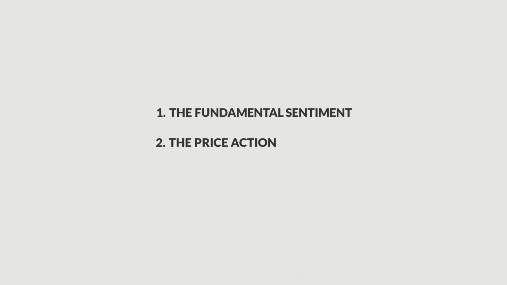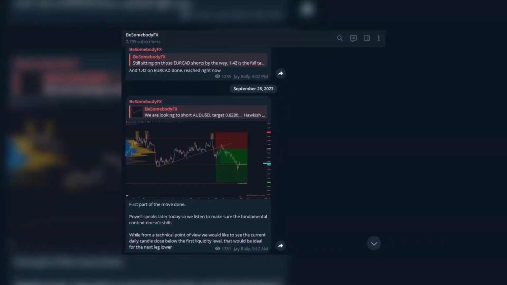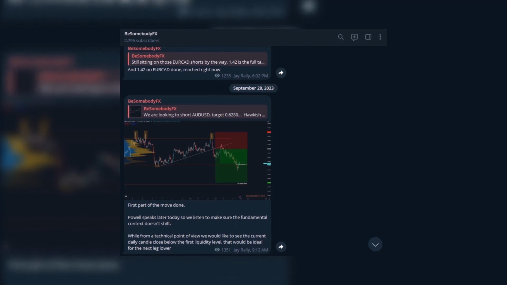So in simple terms, the fundamental sentiment suggested dollar strength. The price action across the board pointed to dollar strength. And as an extra, seasonals also pointed in the same direction. And that made a trade. So here's how it unfolded. And let's go straight into the next example.